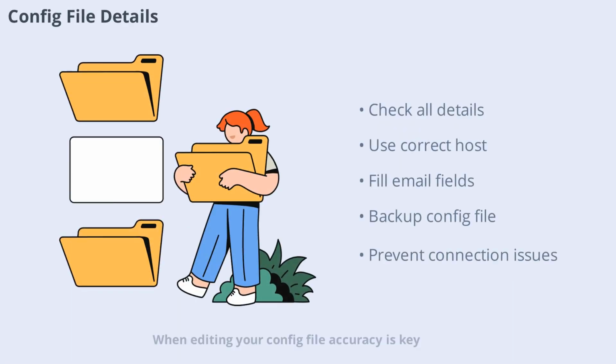In editing your config file, accuracy is key. Double-check that you've entered the correct database name, username, and password. For the host, keep it as localhost unless your hosting provider says otherwise. If your config includes email settings, use your sending email and the correct password. Some setups may have fields for mail, host, port, and encryption. Fill these based on your provider's instructions. Always keep a backup of your config file in a safe place.